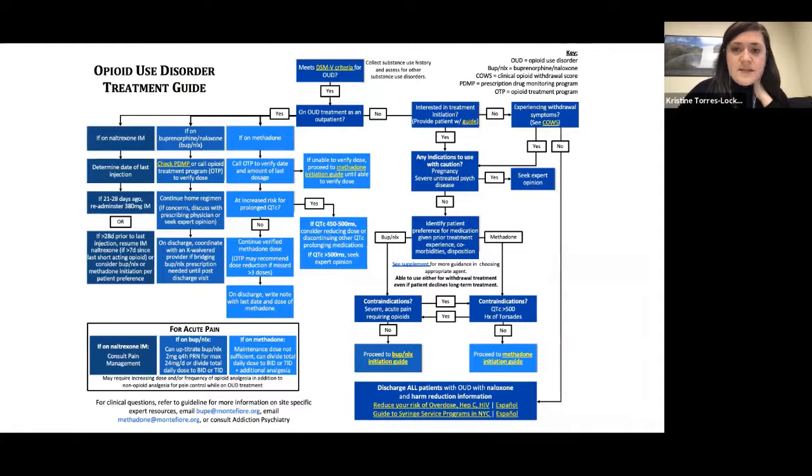So this is the initial sheet of the opioid disorder guideline. I know it looks like a lot, but it's essentially just a really easy pathway to go through that helps to tell you what to do if someone is not already on treatment or what to do if they're already on treatment. So the first thing it asks is, does this patient even have opioid use disorder? And the way we diagnose that is with the DSM criteria, which we'll talk about.